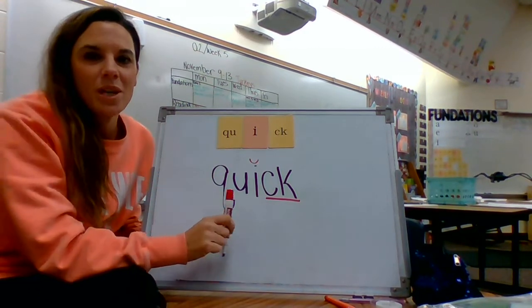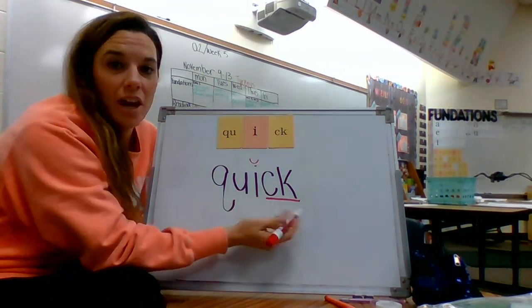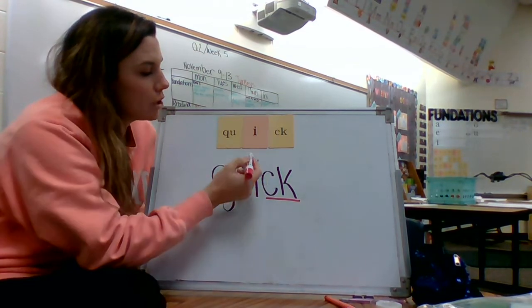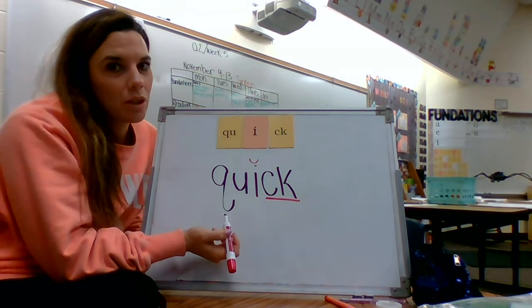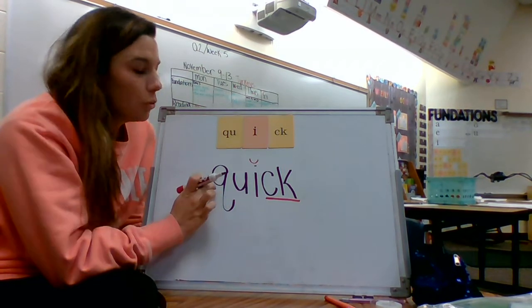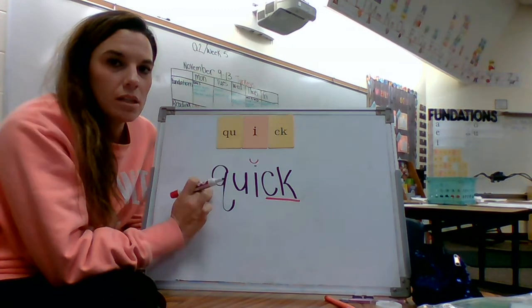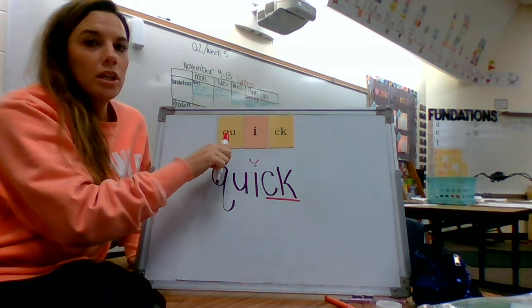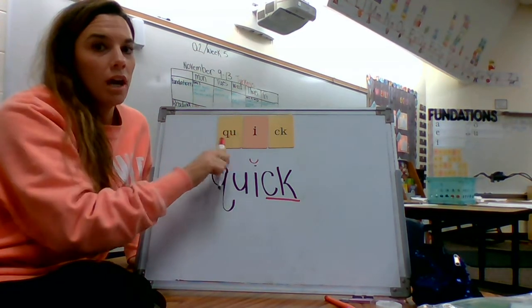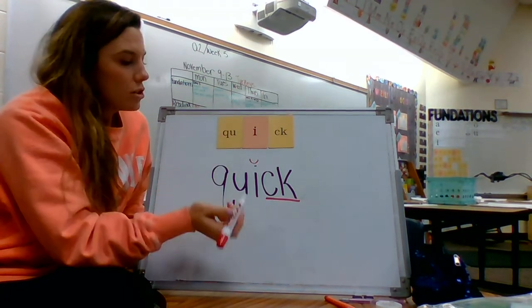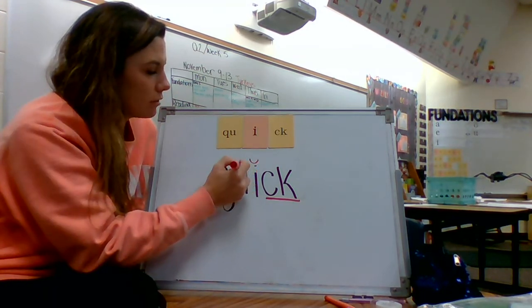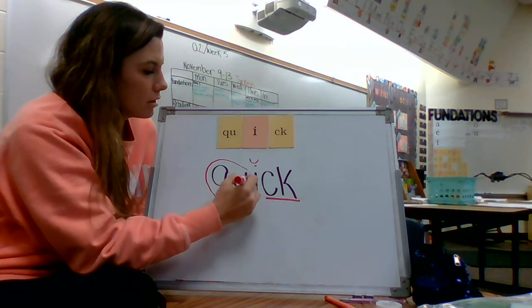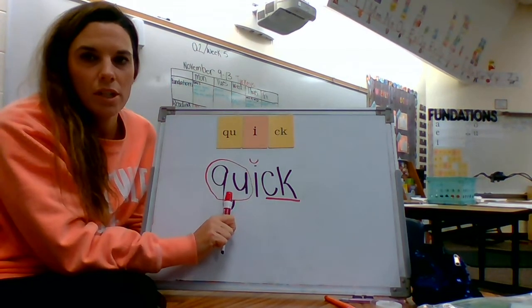Okay, so we marked up our word. We marked up the CK, the digraph, k. We marked up our short vowel, I. Now, we have a buddy letter in this word, okay? So remember, we are making the sound that Q makes, qua. But the letter Q has a buddy letter with it all of the time, okay? So I'm going to circle it. Okay, so that's going to remind me that there is a buddy letter.